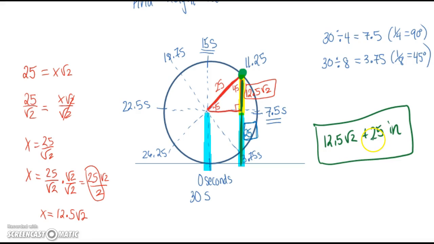Now, if we wanted to find the height of the gum at 18.75 seconds, you can see it's going to be the same situation, right? We have another 45, 45, 90 triangle there. We have 12.5 root 2 plus another 25. So at 18.75 seconds, it's going to be the same.